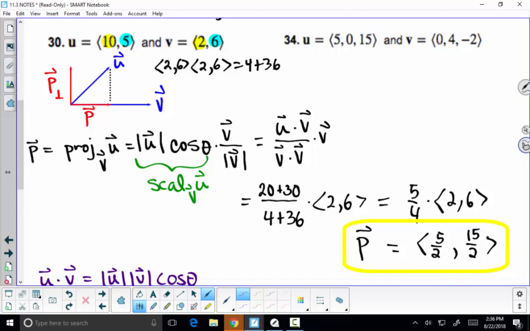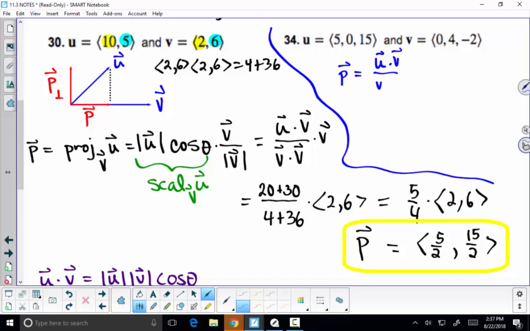And so the more you do it, the more you start to realize, oh yeah, v dot v is going to be that squared plus that squared. Then we take the vector v in component form, put it on the end here, and distribute that constant across, and that gives us our p vector. So let's try it up here. For this one, p is the same idea. It's going to be u dot v divided by v dot v, multiplied by v.